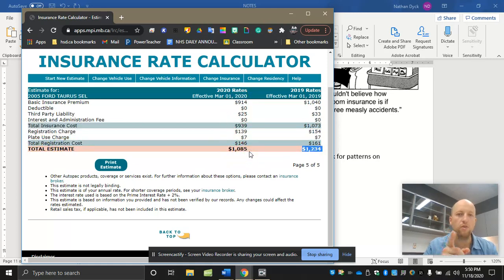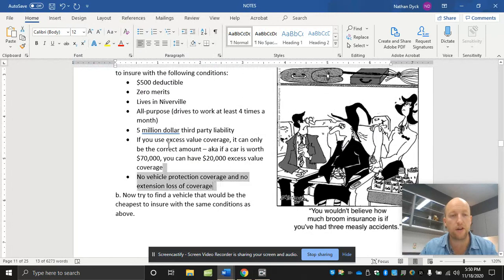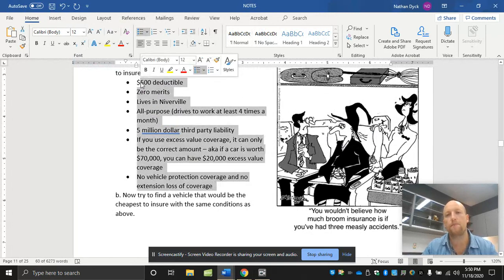So now it's up to you to find the most expensive vehicle out there with the specific criteria right over here, and do a screenshot of that, and then also the cheapest, and do a screenshot of that. That will be your assignment. There will be marks for that as well. So it's up to you. Good luck and have fun.